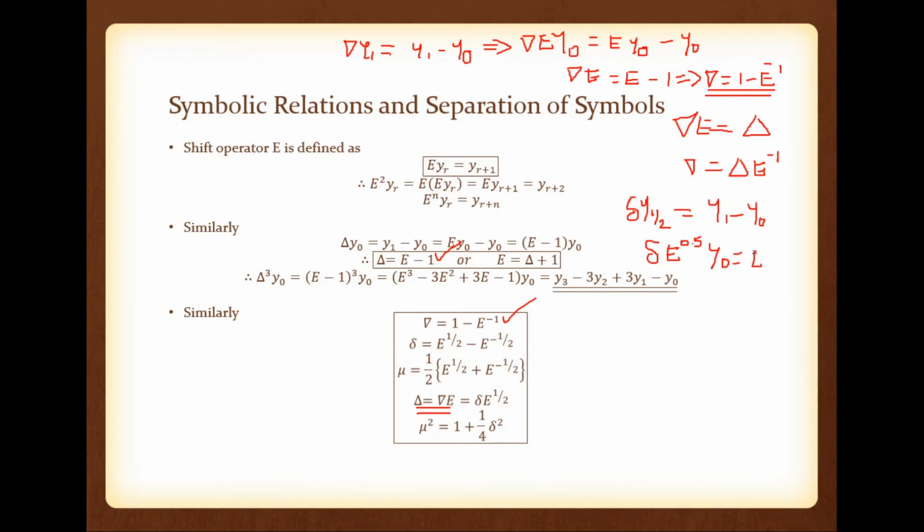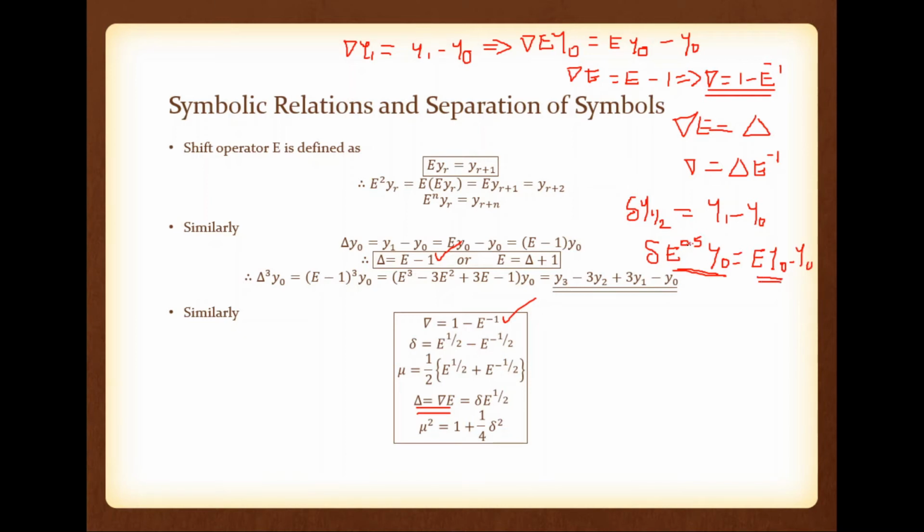e y0 minus y0. So theta e raised to 0.5 y0 is equal to e y0 minus y0. Why is it 0.5? Because with respect to y0, this 0.5 means 0 plus 0.5, so e raised to 0.5. So theta e raised to 0.5 y0, this term is nothing but y1 by 2. So theta y1 by 2, that is this term, equals e y0 minus y0, which is y1 minus y0.